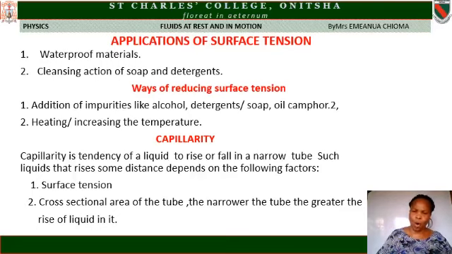Impurities like alcohol, detergents or soap, oil or camphor. All these are the same thing. They can reduce the surface tension when they are added to a liquid, and all of them are classified as impurities. We can use the addition of these impurities to water to control the breeding of mosquitoes in our environment.